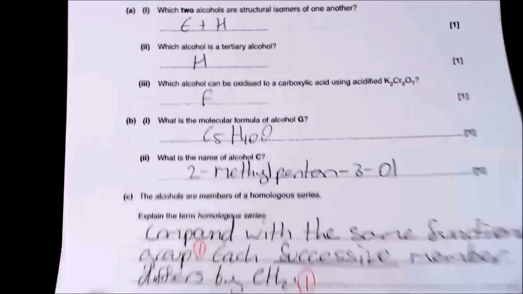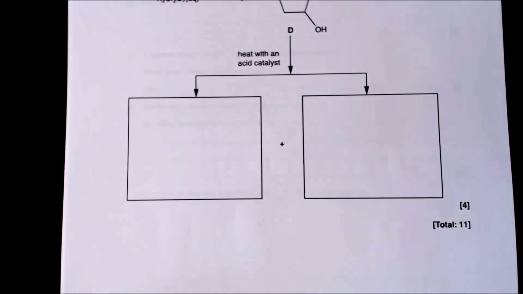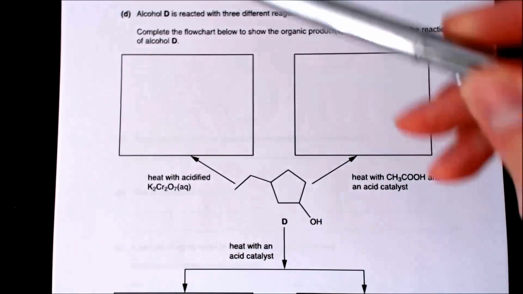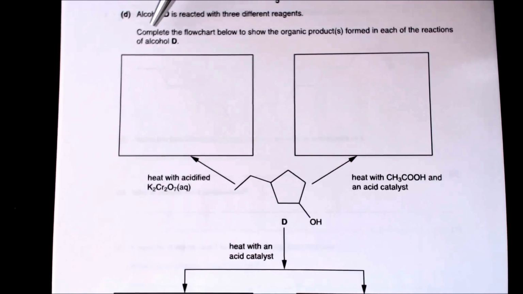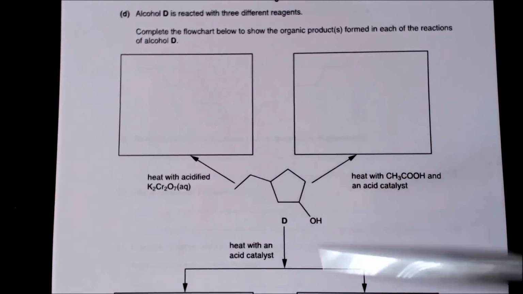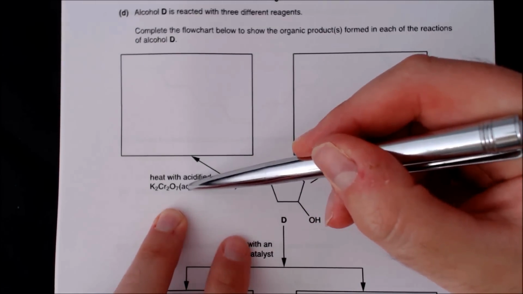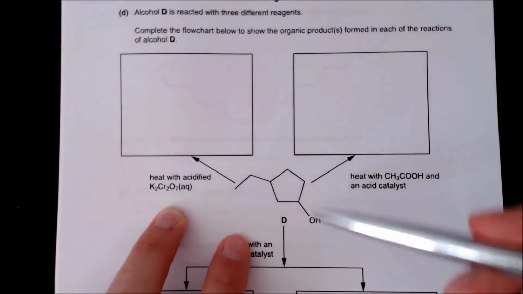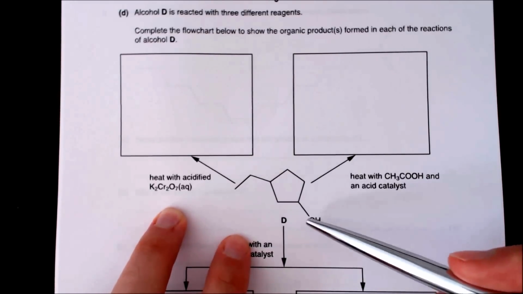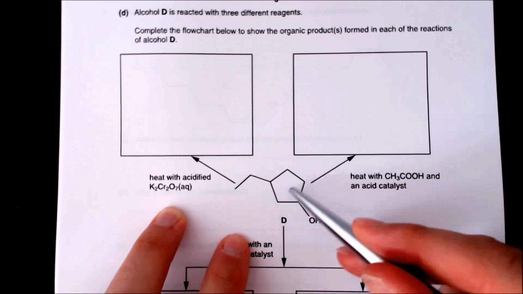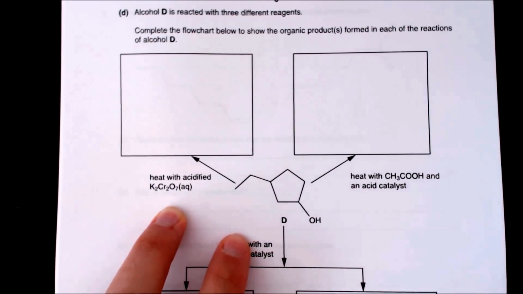Okay, right, so on to the next bit. Now this is quite a big question, structured quite a lot. So we can see here we've got alcohol D is reacted with 3 different reagents. Complete the flow chart below to show the organic products formed in each of the reactions of alcohol D. So you can see here's alcohol D here in the middle, and we're going to heat first of all with acidified potassium dichromate. So this is an oxidizing agent, so it'll oxidize this alcohol here to a ketone, because this is a secondary alcohol. You can see we've got the carbon that's bonded to 2 of the carbons. So this is going to be oxidized to a ketone.